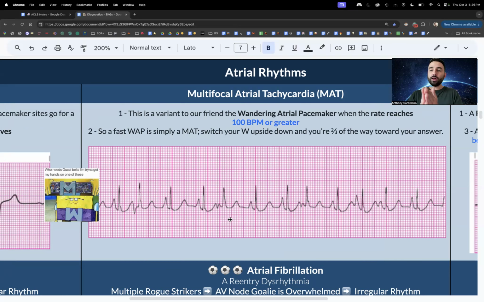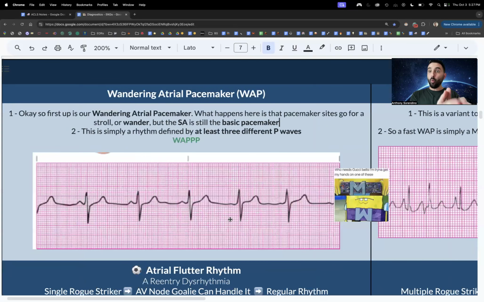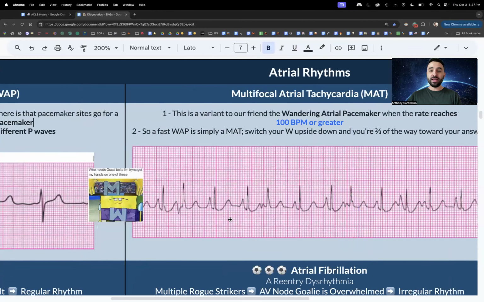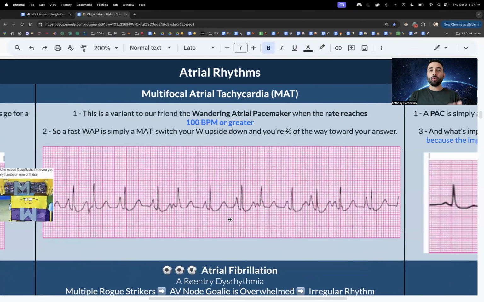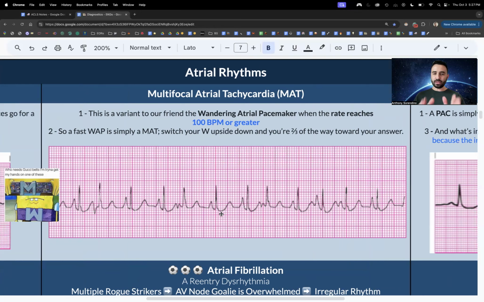Once we get over 100, we graduate from WAP, wandering atrial pacemaker, and we go to MAT, which is now called multifocal atrial tachycardia. I think this is the big one for theophylline toxicity that always comes up with asthma and COPD. So it's the same thing. Obviously, it's faster. These even look like PACs. It's a pretty crazy looking rhythm, but try to find these P waves.